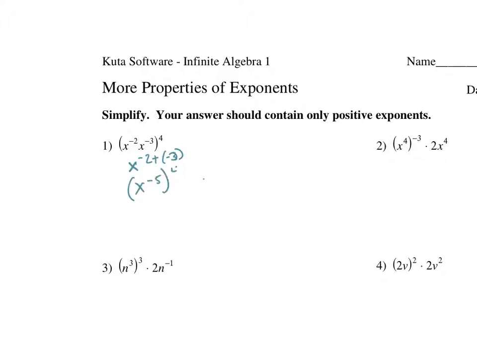That's still all to the power of 4, right? I need to multiply. When I have an exponent raised to an exponent, I'm going to multiply the exponents. So I have x to the negative 20th. Now, we never want to leave a negative. So to get rid of the negative, we have to put it in the denominator. So this would be 1 over x to the power of 20.